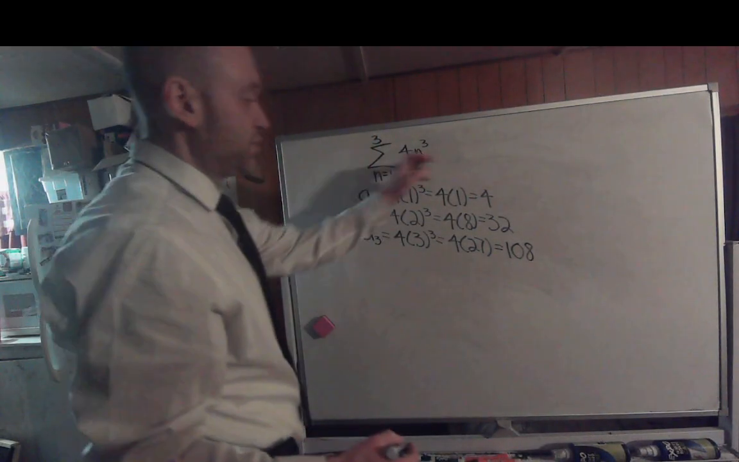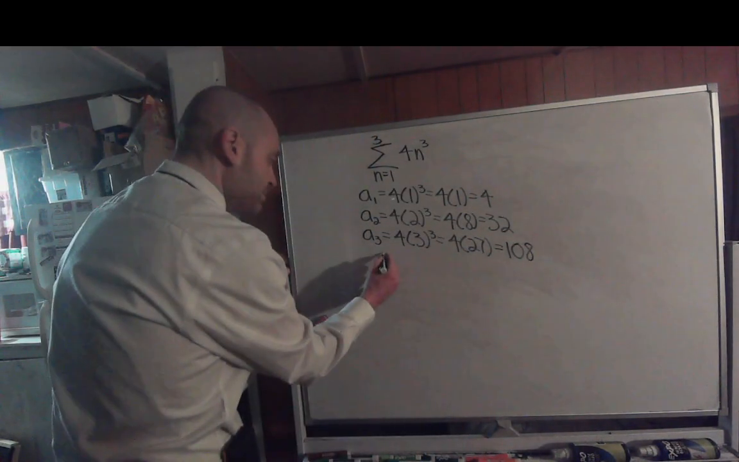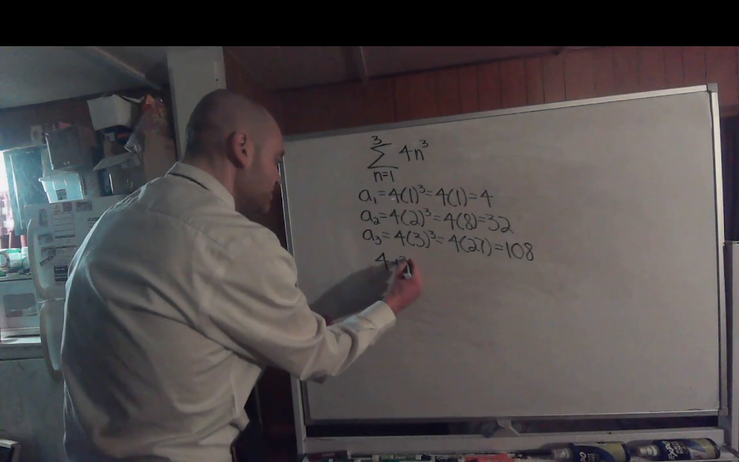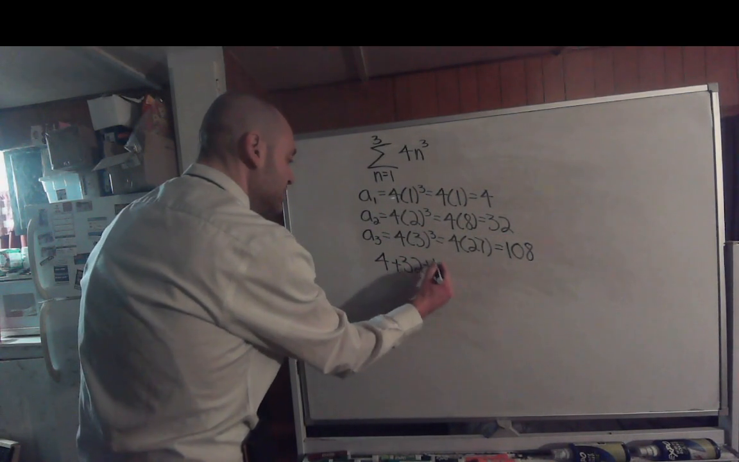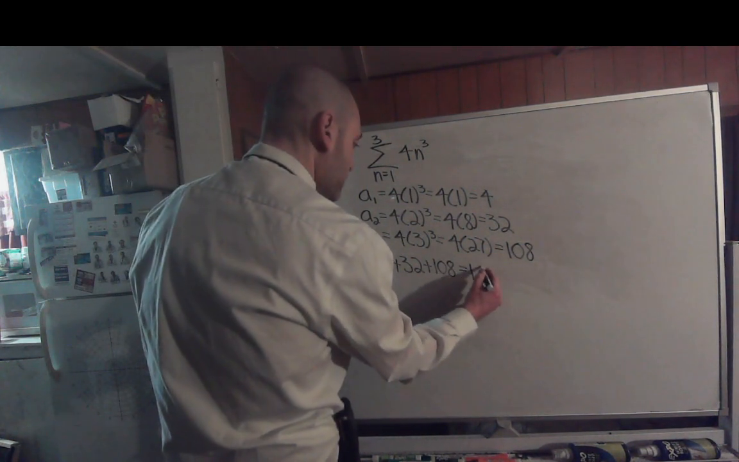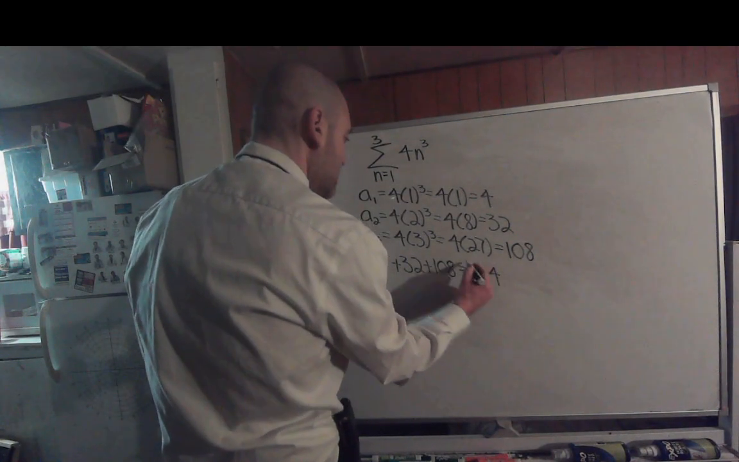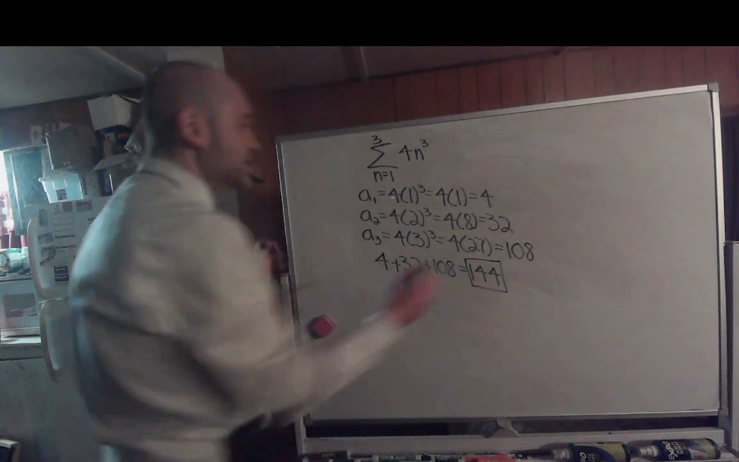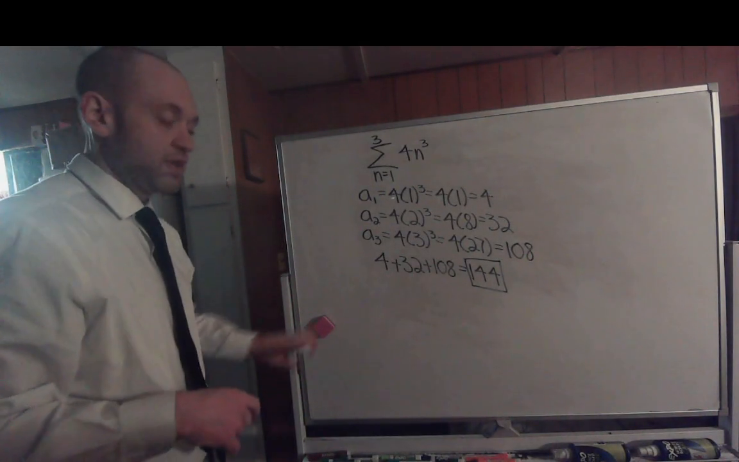Now that we found all three terms, we just need to take them and add them together. So take 4 plus 32 plus 108, which should give you 144. So the sum of this series would in fact be 144.